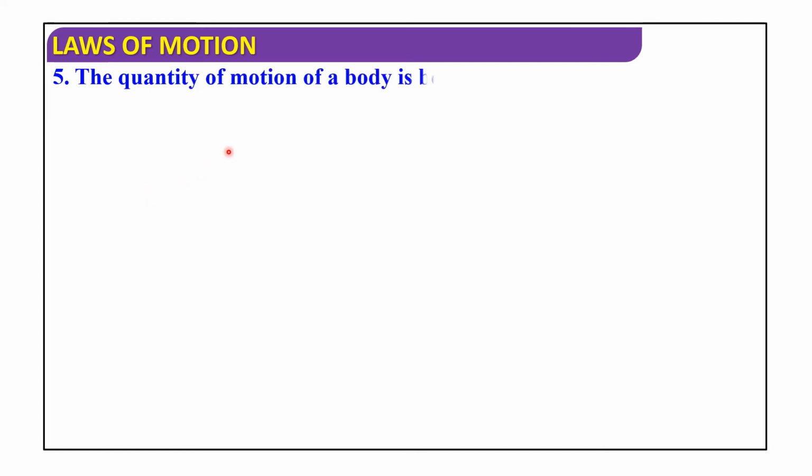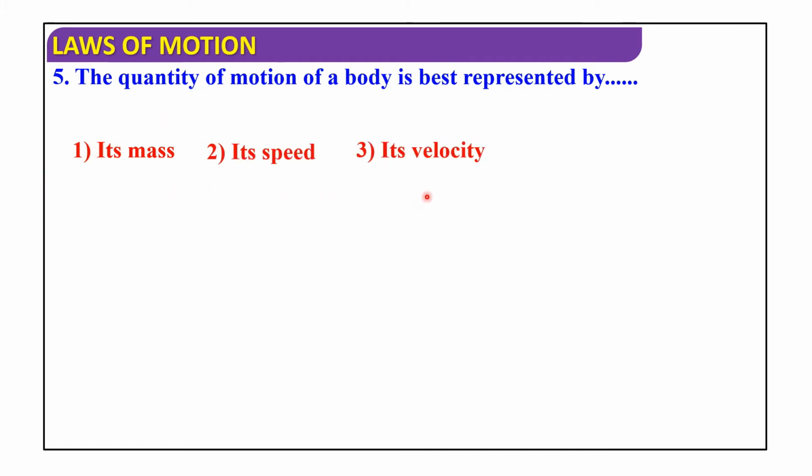Next, the quantity of motion of a body is best represented by its mass, its speed, its velocity, its linear momentum. The quantity of motion of the body is best represented by its linear momentum. Okay, fourth option is correct.